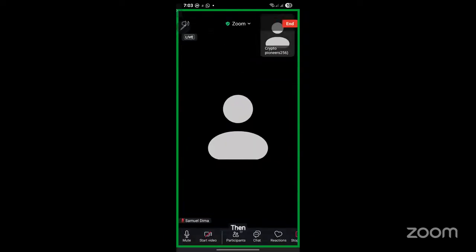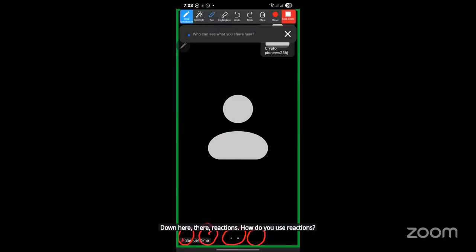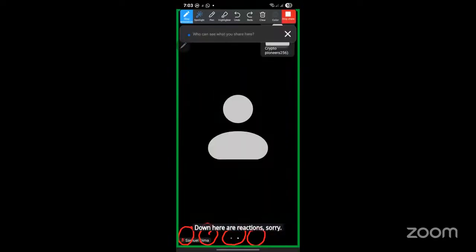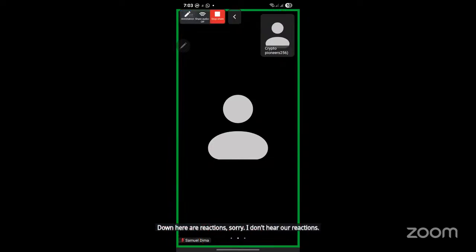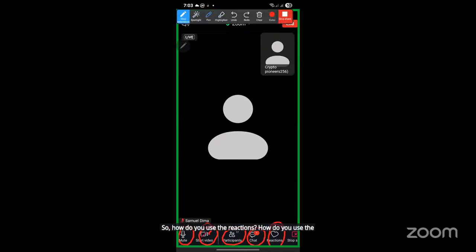Then after chatting, these down here are the reactions. Down here are reactions, okay? So how do you use the reactions here?